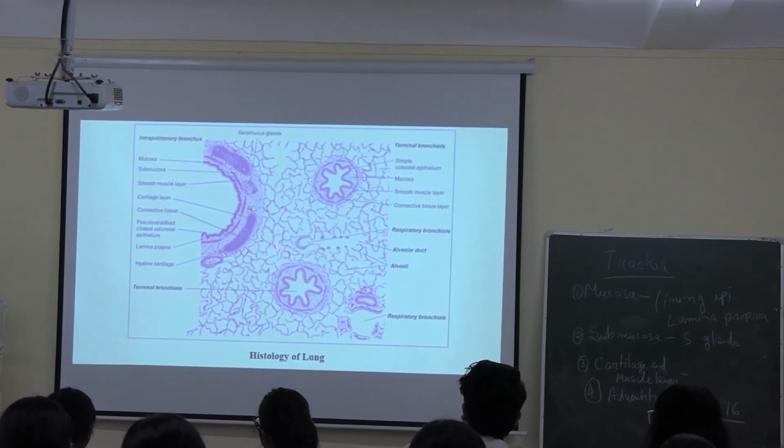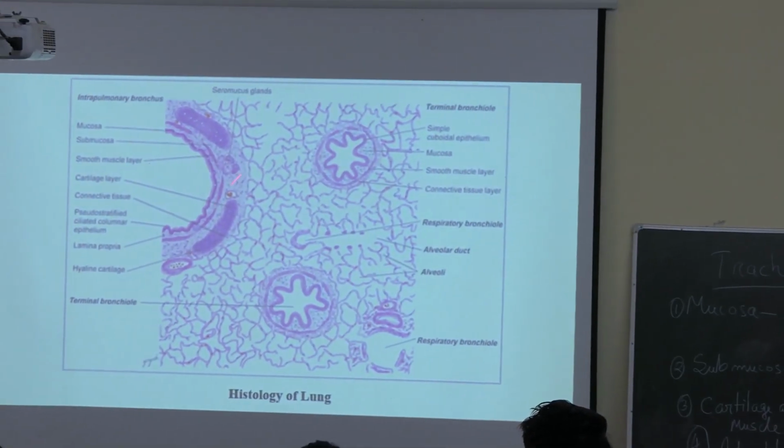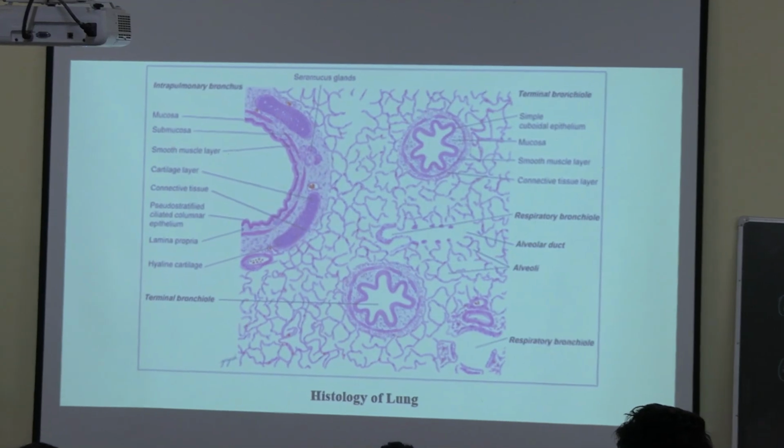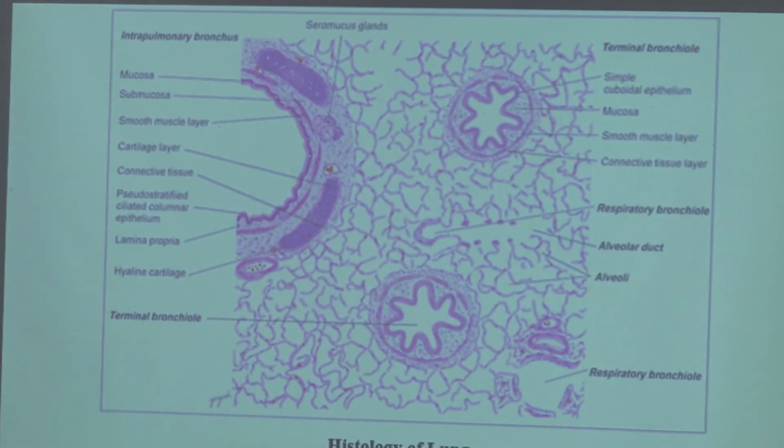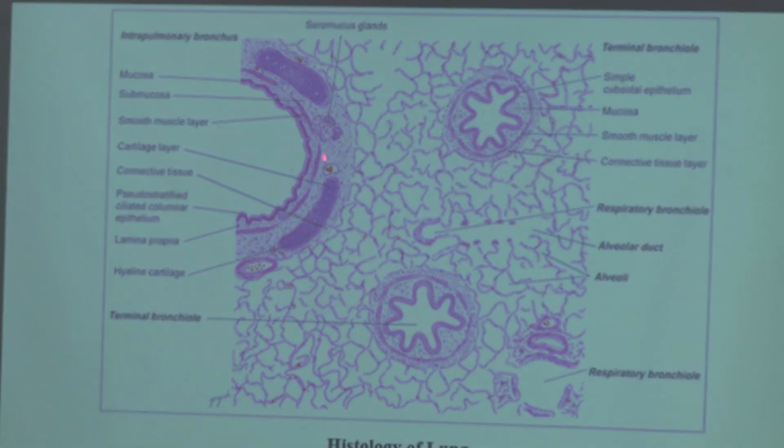This is the histology of lung. Under the microscope, this appearance will be there. So here you can see the intrapulmonary bronchus. Can you see the intrapulmonary bronchus? Anyone? Where is it? Yes, this is the intrapulmonary bronchus. So one section of the intrapulmonary bronchus can be seen.